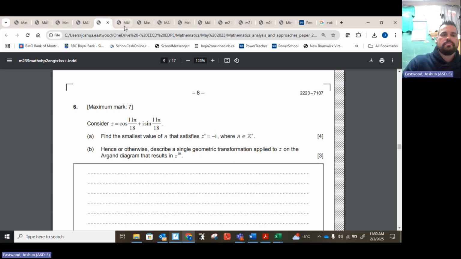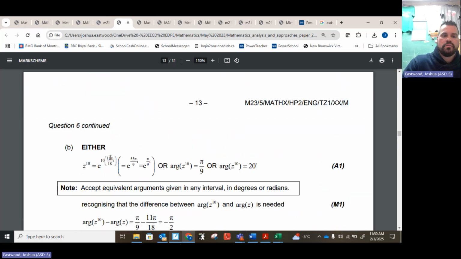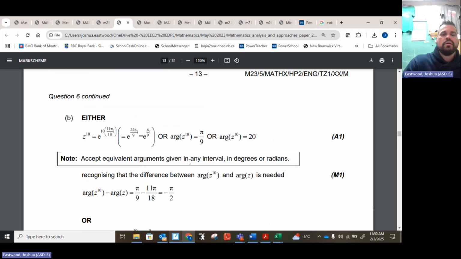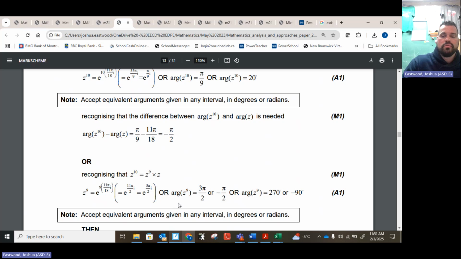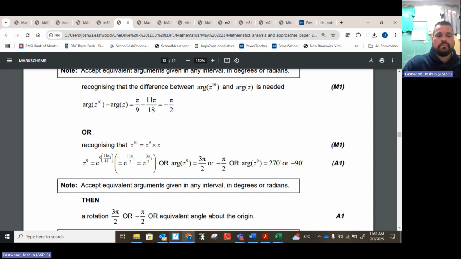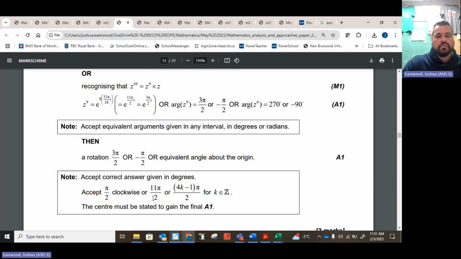So if you look at the mark scheme, you can recognize fairly quickly that the argument of Z to the 10 and the argument of Z is needed, because the argument of Z to the 10 minus the argument of Z is the argument of Z to the 9. So recognizing this is what I'm saying. Now, when you multiply, what do you do to the angles? You add the angles together. So you have Z to the 9 times Z. The argument for Z to the 9 is 11 pi over 2.